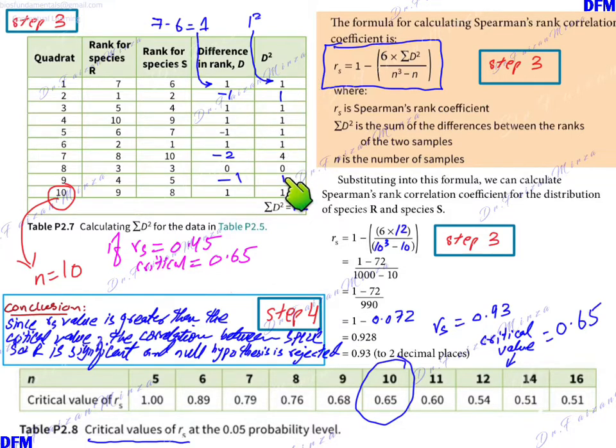Once the last column has been completed, I'll calculate summation D square. So I'll sum up the last column. This comes out to be 12. This is the formula for the Spearman rank correlation. So RS is equal to 1 minus 6 multiplied by summation D squared upon n cube minus n.